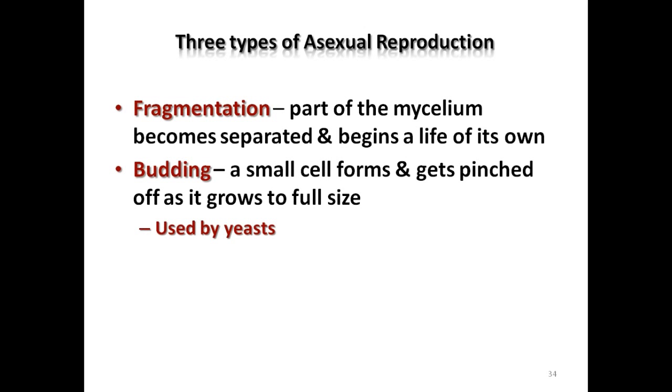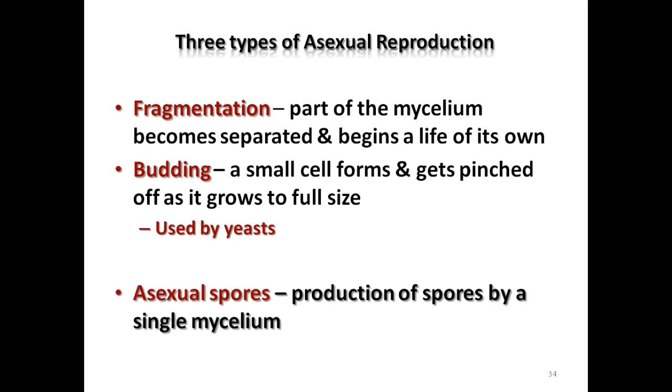Reproduction in fungi can take place by vegetative means. The first ones are fragmentation, fission and budding. Asexual reproduction is by spores also, called conidia, sporangiospores or zoospores. In fragmentation, a part of the mycelium becomes separated and begins a life on its own.